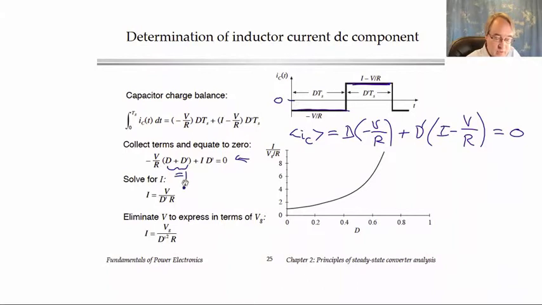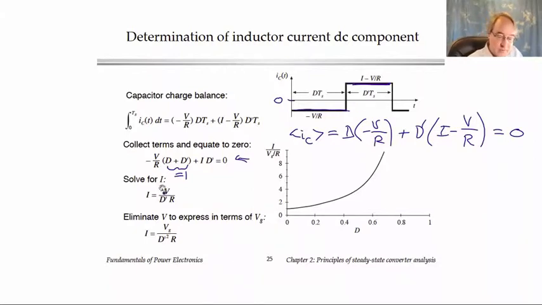Again, this quantity here is 1, and when you solve for I, you find that the inductor current DC component, capital I, is equal to the load current V over R times 1 over D prime. So the relationship between the inductor current and the load current is the same 1 over D prime factor, just like the conversion ratio of the converter.